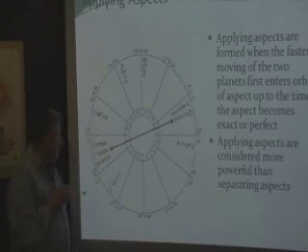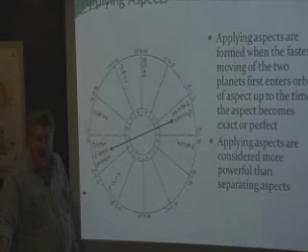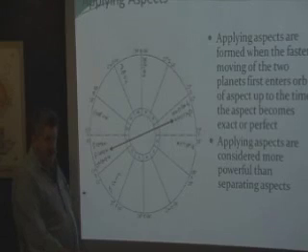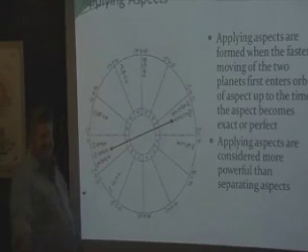Because Venus is moving faster, this aspect is applying. And that means that this is more powerful than were the aspect separating. And also, Pluto is retrograde, so it's also moving toward Venus. Retrograde moves so slowly.